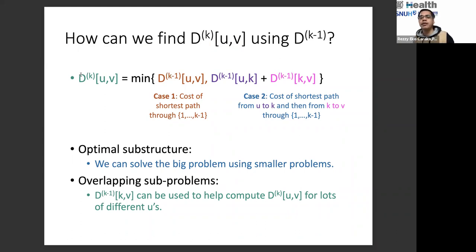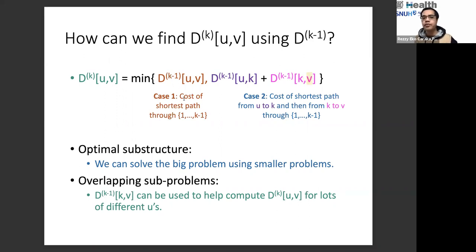We can minimize the cost function of the programming like this. We have d_k(u,v), and we have to minimize this, because the goal of dynamic programming is to minimize every problem. That's why we put the minimize equation here. Minimize d_{k-1}(u,v) and d_{k-1}(u,k) from every edge or every k step ahead, plus d_{k-1}(k,v).